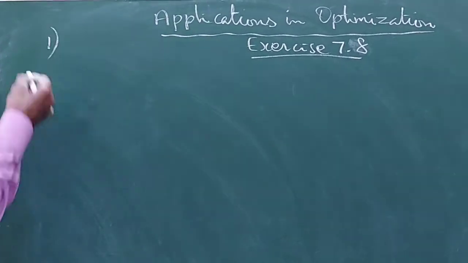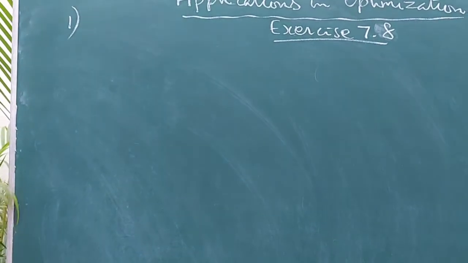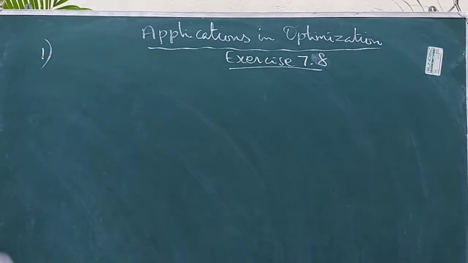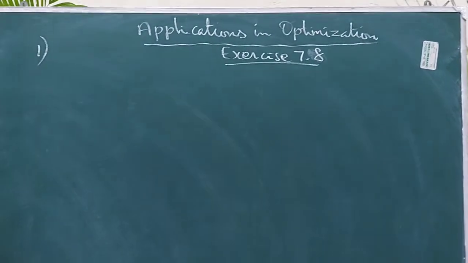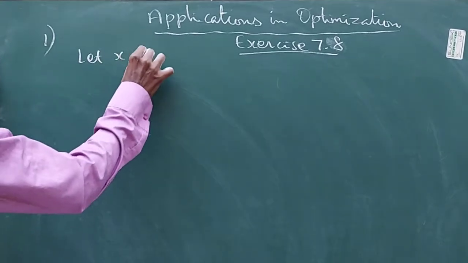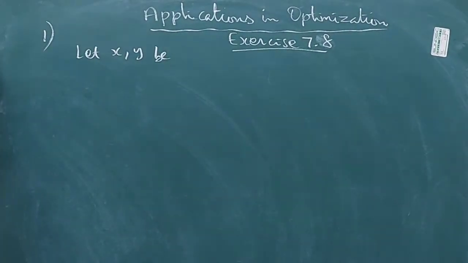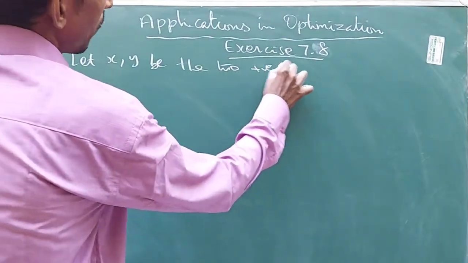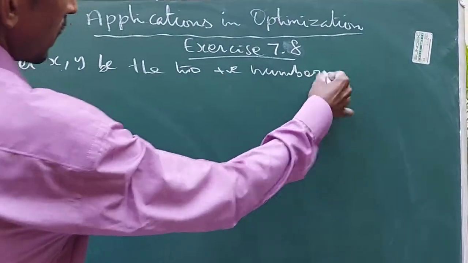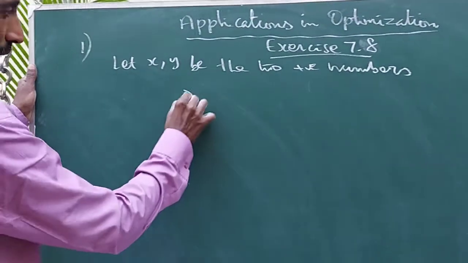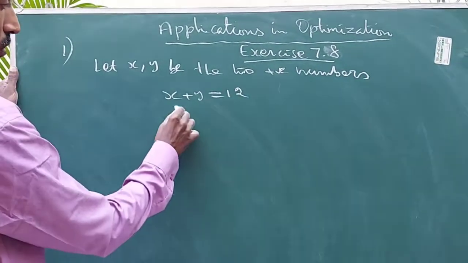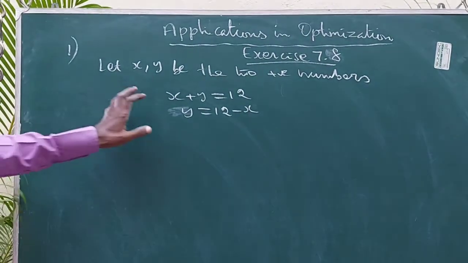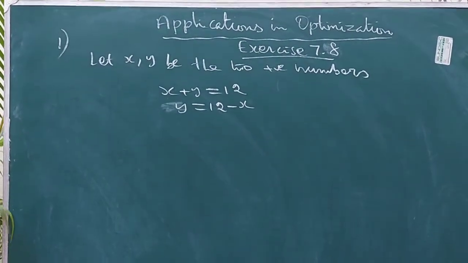Exercise 7.8, the first question is: find the two positive numbers whose sum is 12 and the product is maximum. So our aim is to maximize the product. Let x, y be the two positive numbers. Given that x plus y equals 12, so y equals 12 minus x. Use this condition to convert the function into a single variable function.